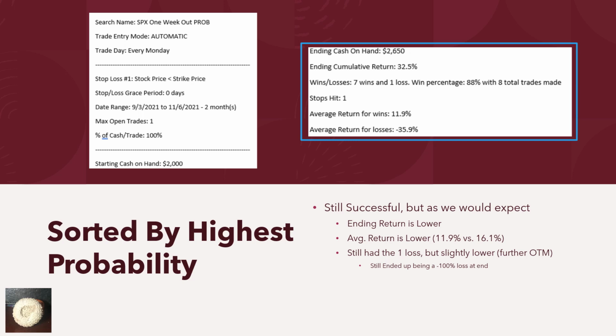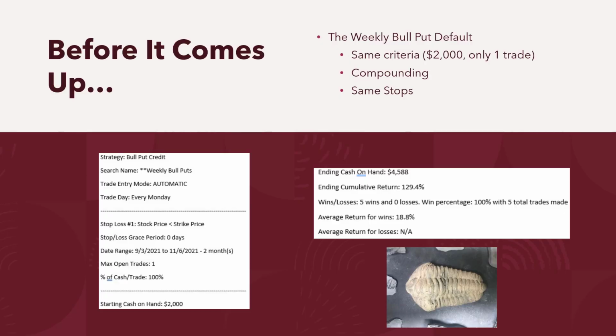And again, the default weekly bull put with just allocating $2,000, just entering the top trade by return, using the same stops, compounding, meaning that every time we got a win, we might go up to 6 contracts on the next trade, 7 contracts, and so forth, based on our account value. That went from $2,000 to $4,588, at roughly 129% return on the low starting basis of only $2,000, and the average return on the wins was 18.8%.